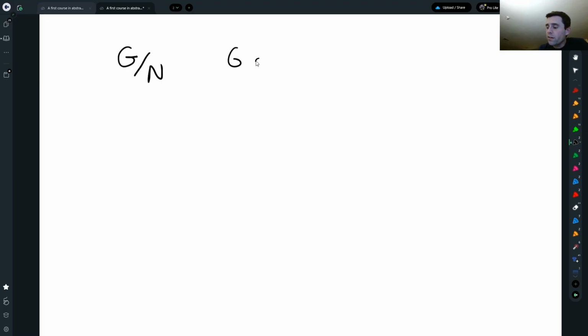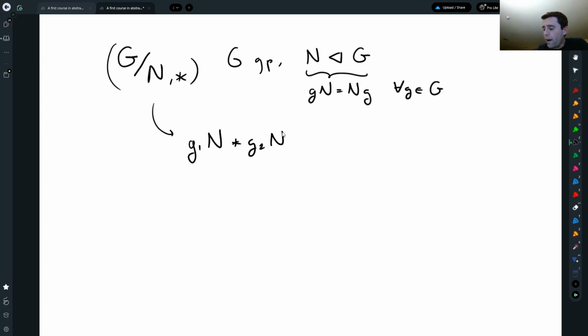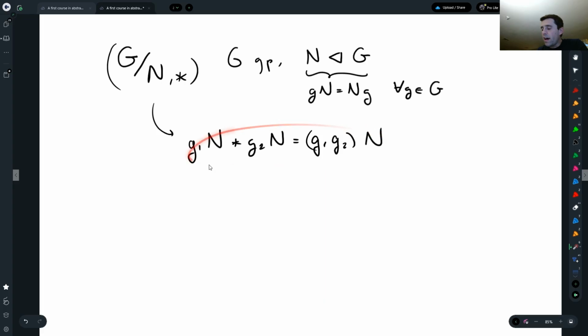So if G is a group and N is a normal subgroup, this means that the left cosets are always the same as the right cosets for that particular group, and this has to hold for all the elements of G. Then we have defined an operation such that g1N times g2N is the same as g1g2N. And we proved that if N is normal, then this is a well-defined operation, and this is a group.